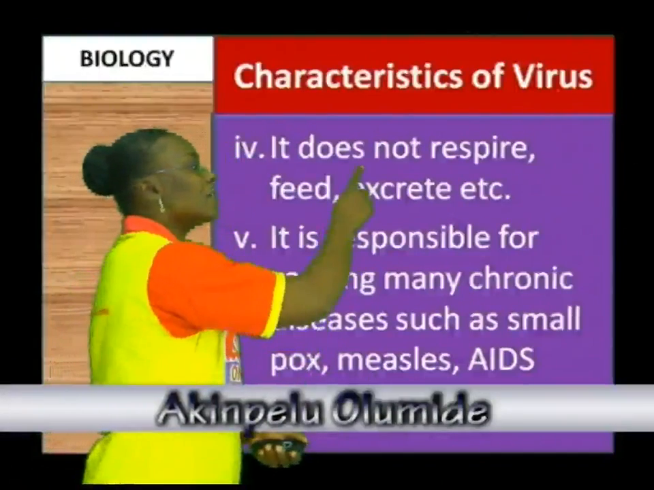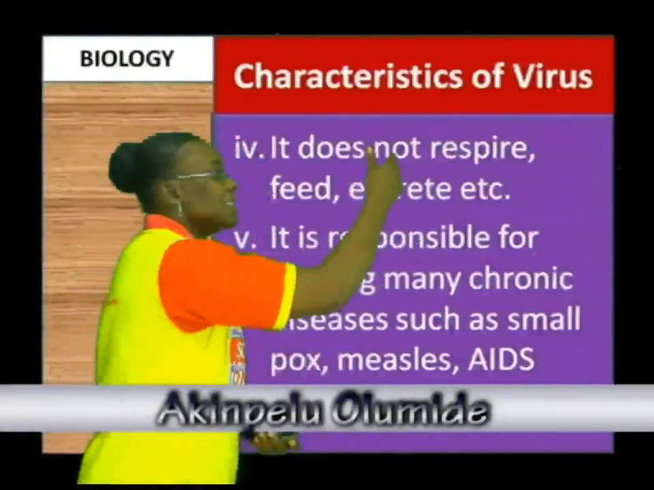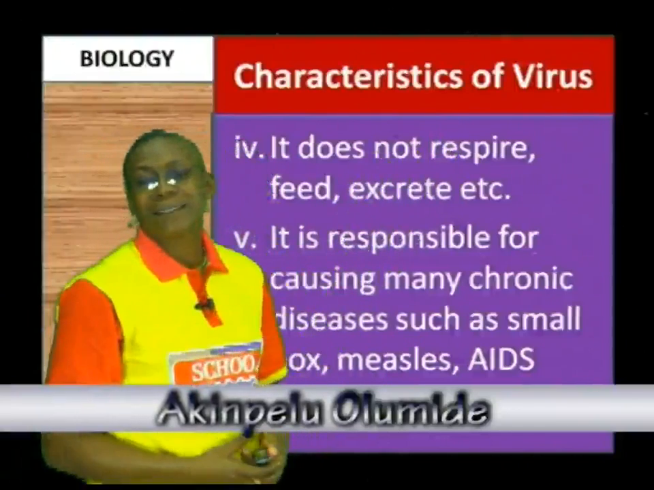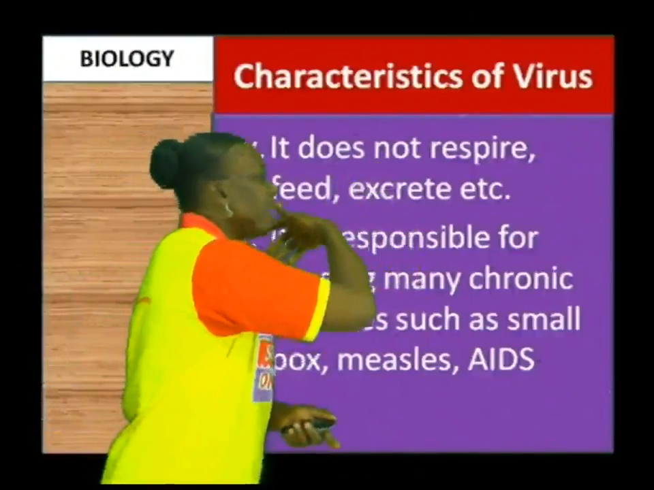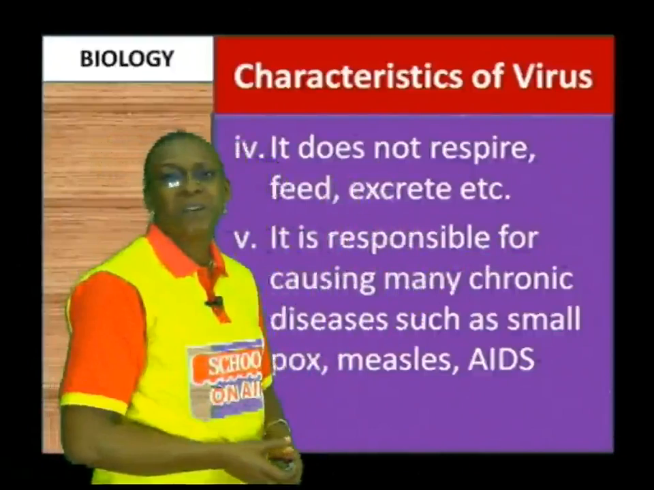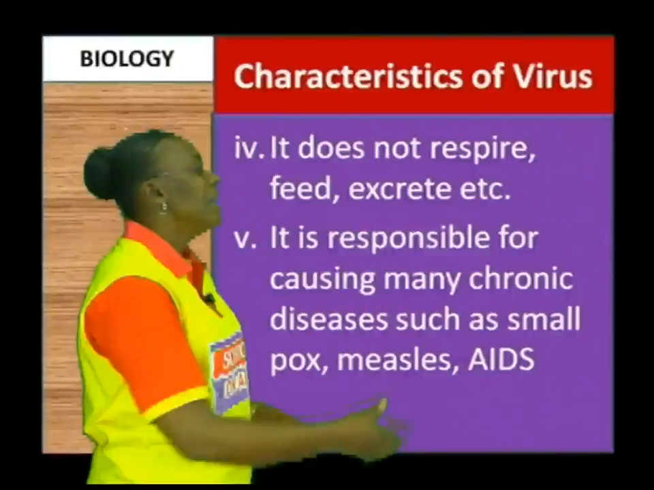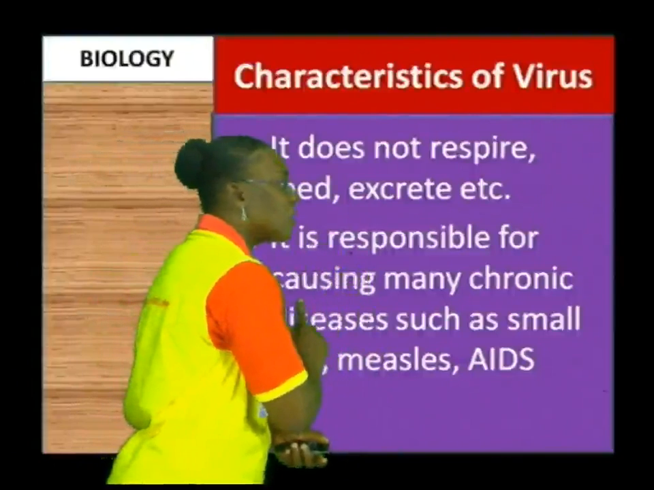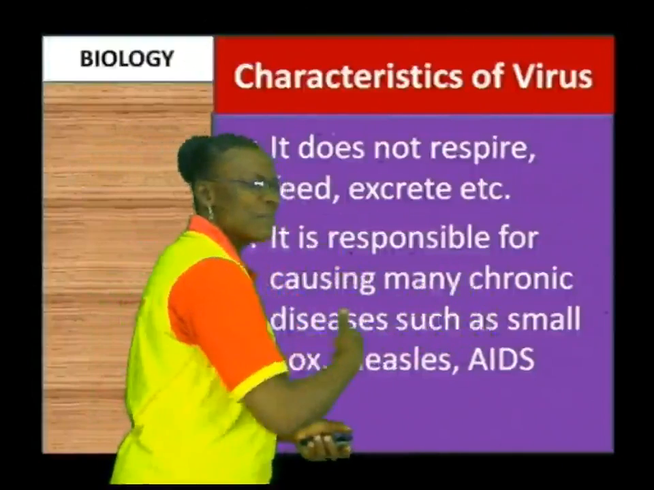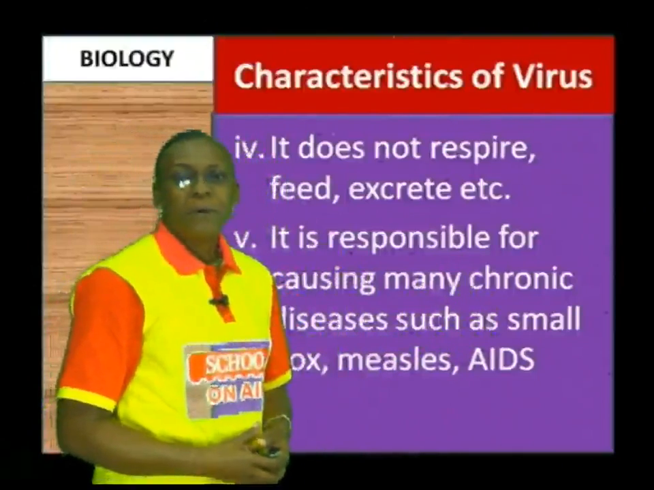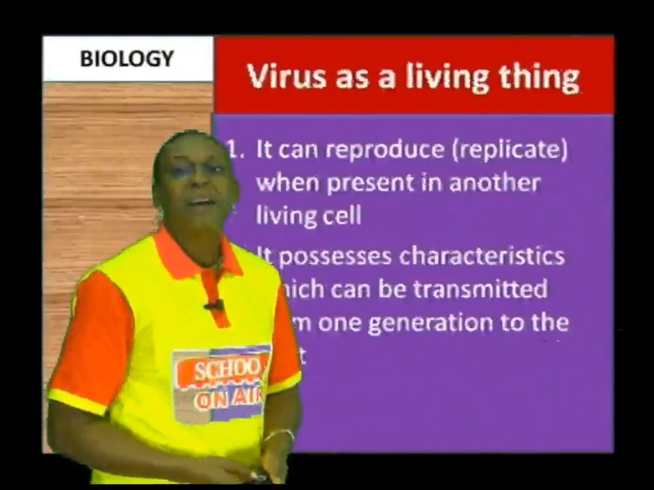Now, a virus does not respire. It does not feed. It does not excrete. We talked about the characteristics of living things. A virus does almost none of the 7 characteristics of living things. It doesn't respire. It doesn't feed. It doesn't excrete. Now, it is responsible for causing many chronic diseases, such as smallpox, measles, AIDS, name it. Viruses cause a lot of these chronic diseases. Those are characteristics of a virus.